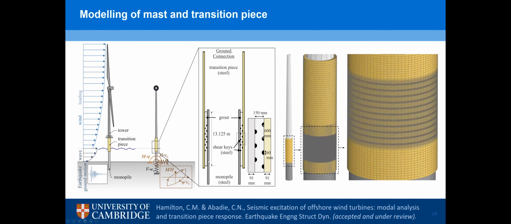And it's basically, you've got the monopile coming here, the superstructure coming here, and the whole thing is bonded using grout and shear keys to maintain the stability. And that's a picture of our 3D FE model, with a zoom on the shear key region.